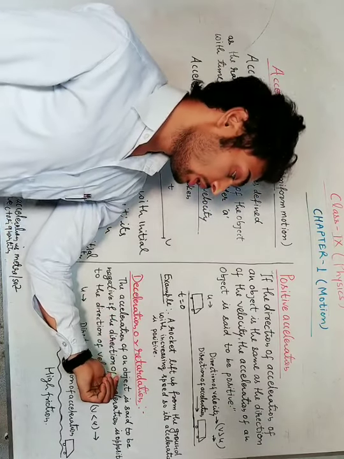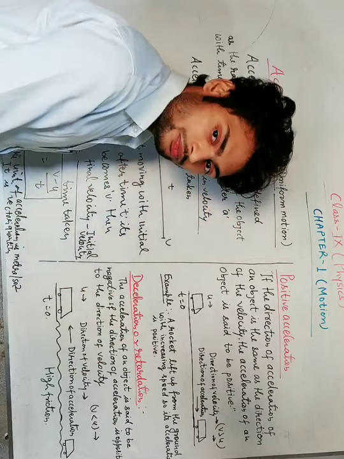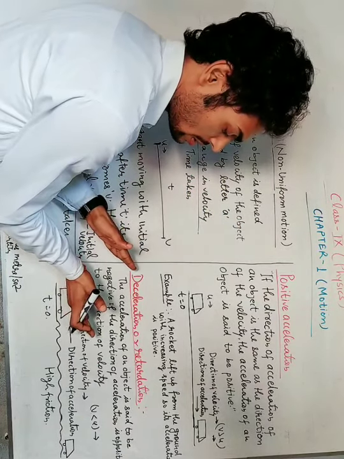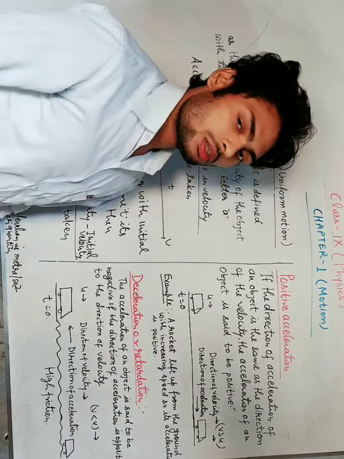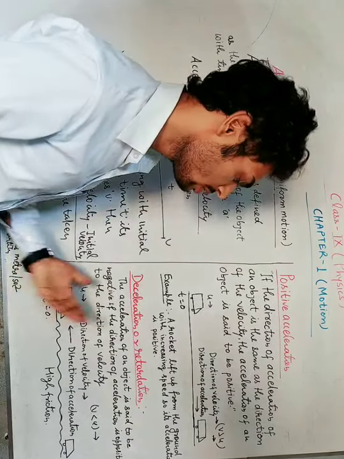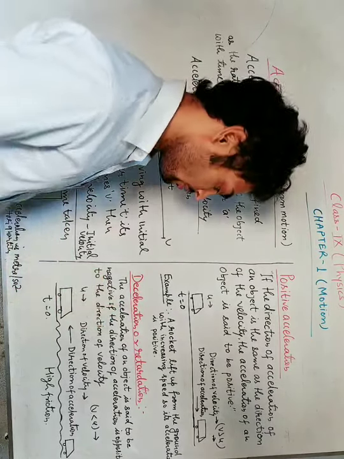And our next, deceleration or retardation. The acceleration of an object is said to be negative if the direction of the acceleration is opposite to the direction of the velocity. This is called deceleration or retardation. Or you can say the acceleration of an object is said to be negative acceleration if the direction of the acceleration is opposite to the direction of the velocity.